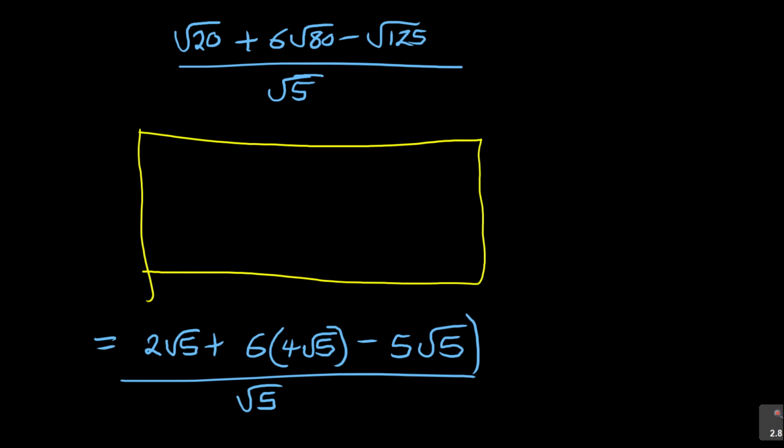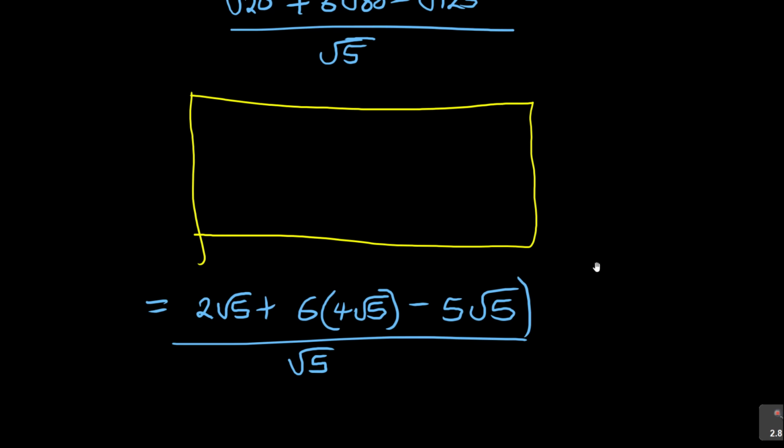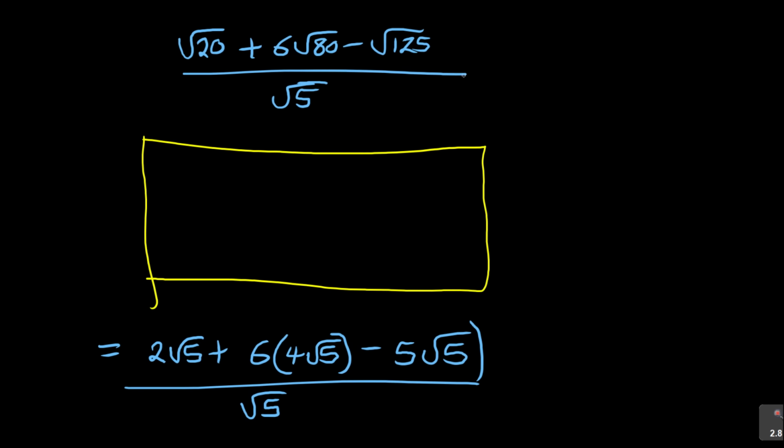Now what did the question say? The question says simplify the following showing the steps, meaning avoid using the calculator. If you just move from here like this, they will penalize your marks. No, they want the step in the center. And what is the step?